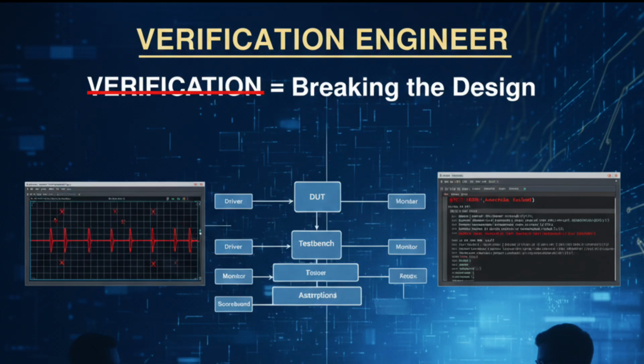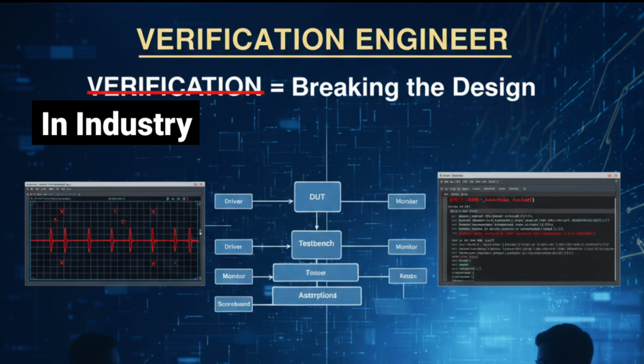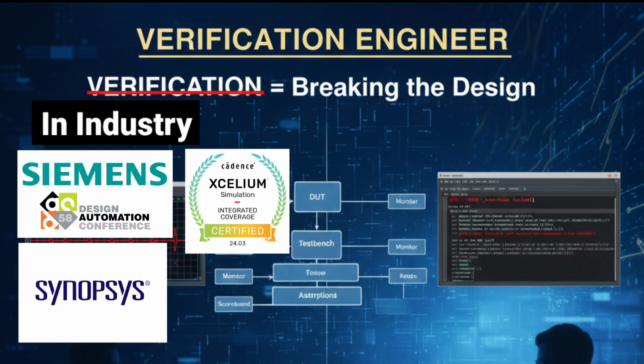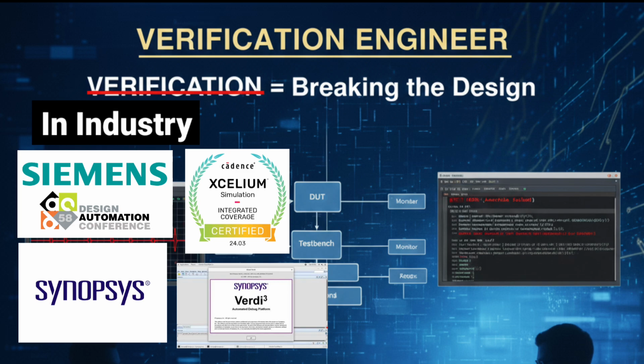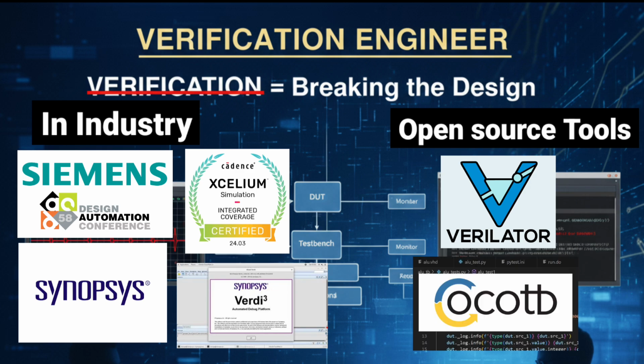Then comes the verification part. Now verification is where confusion increases. People hear words like UVM, coverage, assertions and immediately think they need expensive tools. In the industry, verification engineers use Questa, VCS or Xcelium along with debug tools like Verdi. But for learning, you don't need all of that. Tools like Verilator help you understand simulation and cocotb helps you learn verification using Python. UVM support in open source tools is limited, but concepts like stimulus, checking, and debugging can still be learned properly.